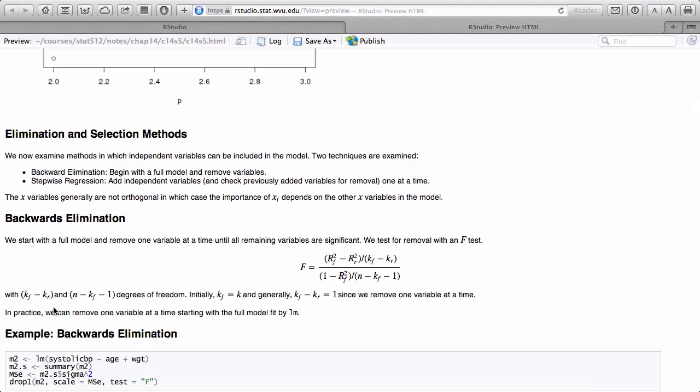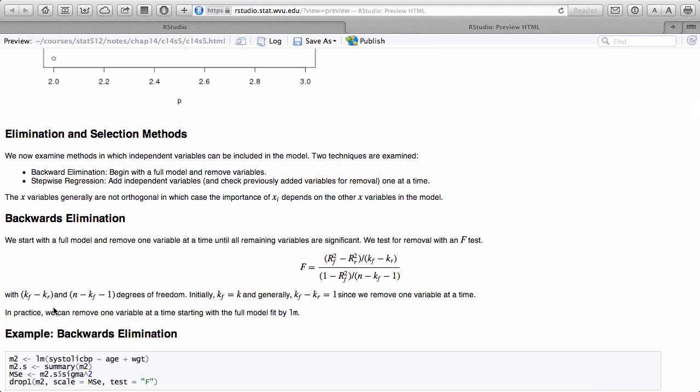We're going to look at some selection methods. We're going to look at selection methods in 2 ways. There's a third way that's often used. But we're going to do, first of all, what's called backwards elimination. What you do is you begin with the full model and then you remove variables.